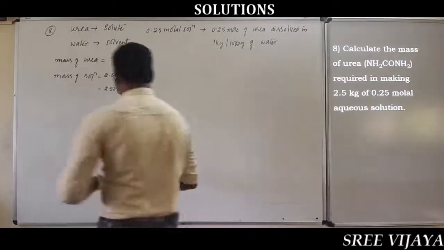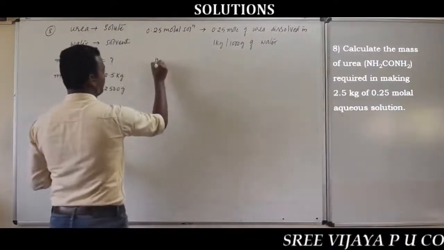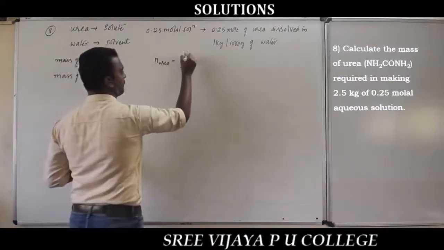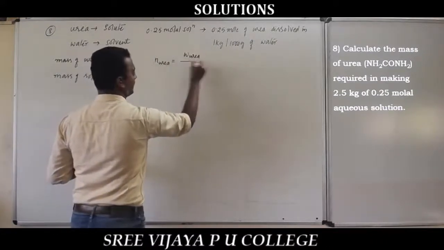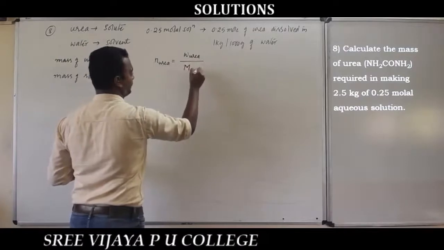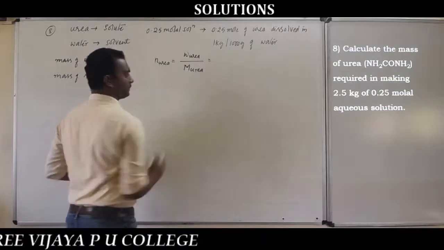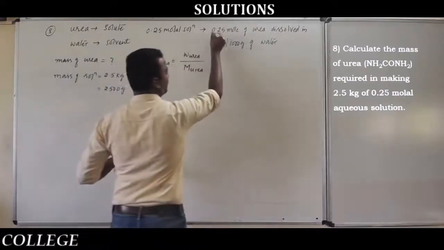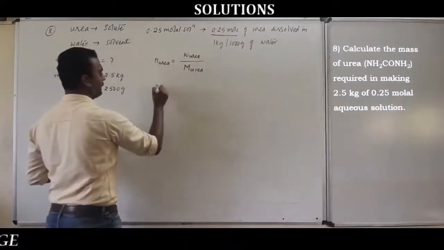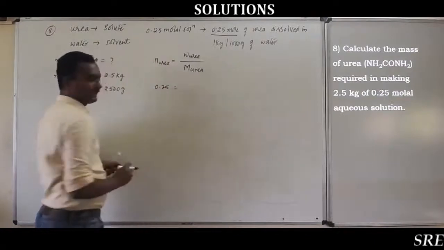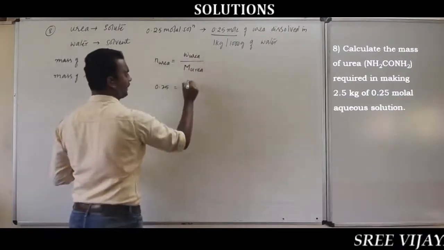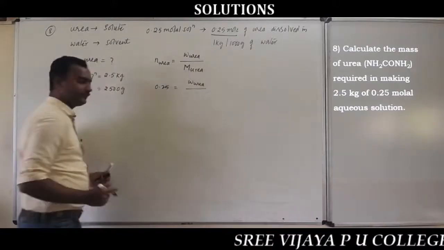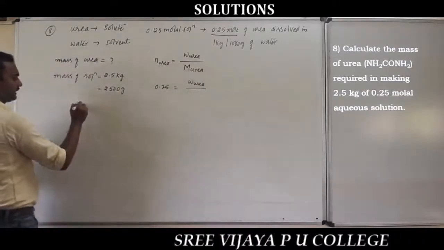So we know one of the important formulas. First you have to calculate the number of moles of urea. Number of moles of urea is equal to mass of urea divided by molar mass of urea. The number of moles of urea is given, that is 0.25 mole. So 0.25 is equal to the mass of urea that we have to calculate, divided by the molar mass of urea. So what is the urea formula?